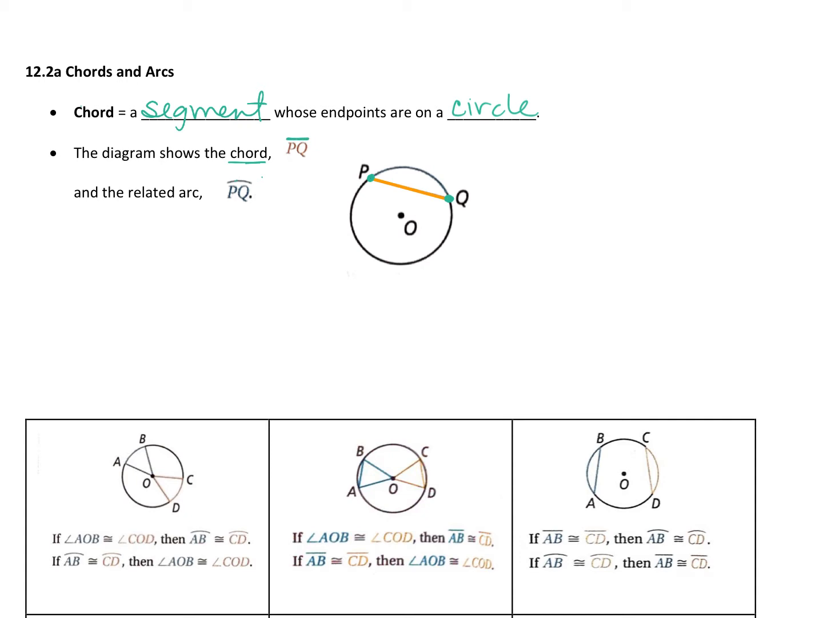But then there's also an arc that's related to your chord. And I think you can probably see what that arc is. That would be this arc here. Okay, so we call that arc PQ. Notice that one has the little arc over top. So just make sure when you're naming things, if it's an arc, you put the arc, and if it's a chord, you put the straight line, the segment. Okay, so that's chords and arcs, what they are.